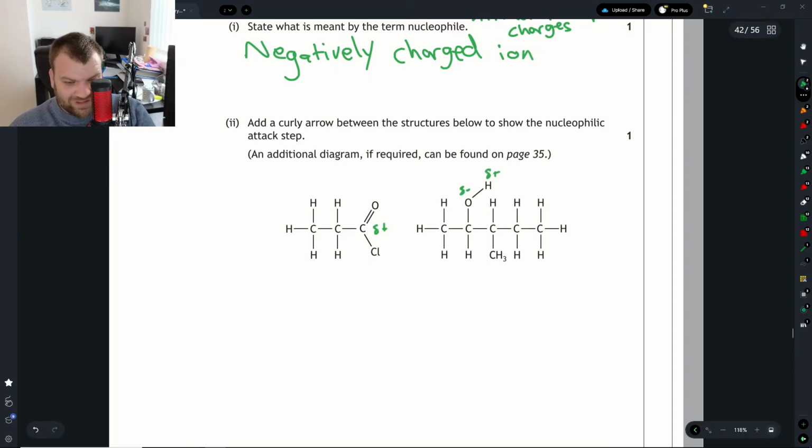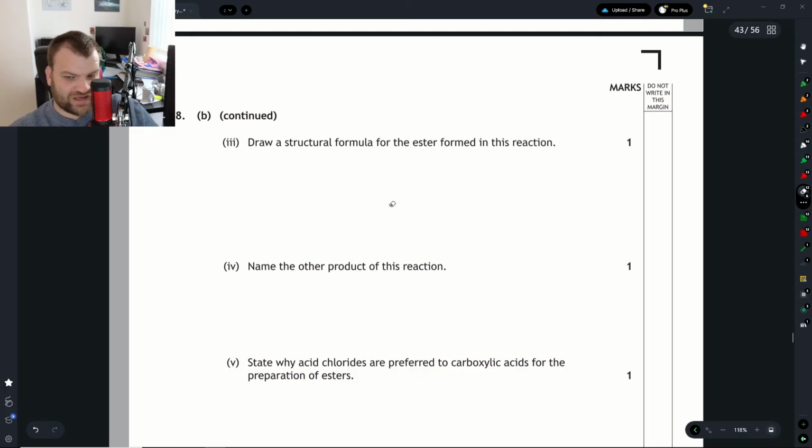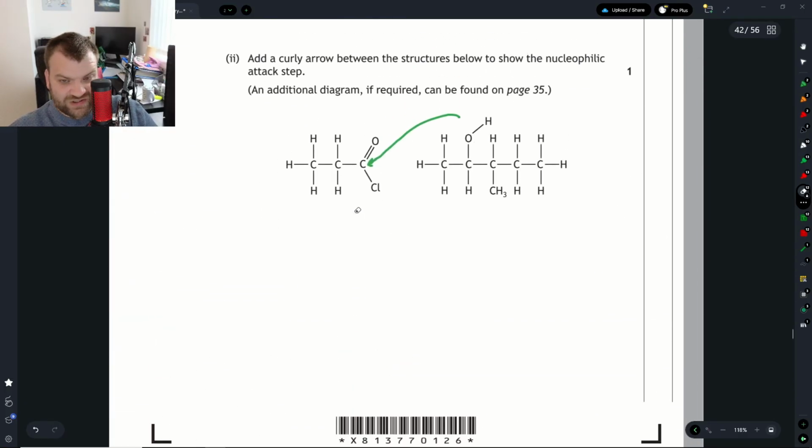We've got our polarity here due to the differences in electronegativity. We then have an attraction between the negatively charged oxygen towards the slightly positively charged carbon. And that would give us our first step in here. To draw a structural formula for the ester that would be formed in this reaction.